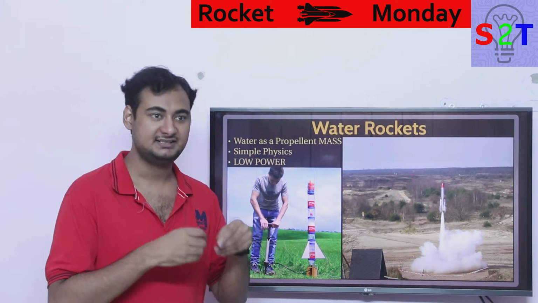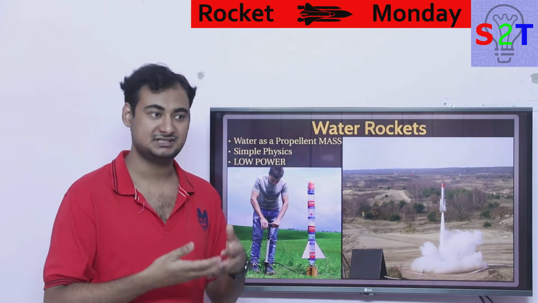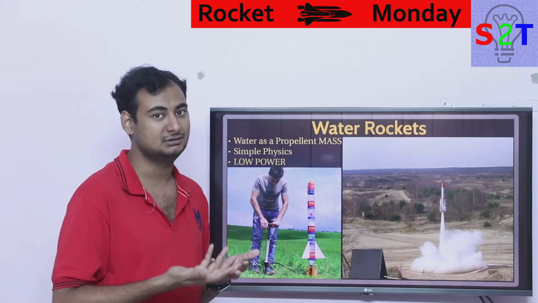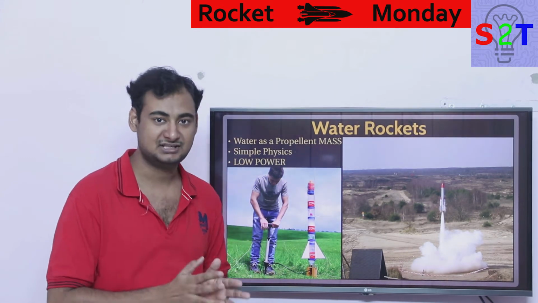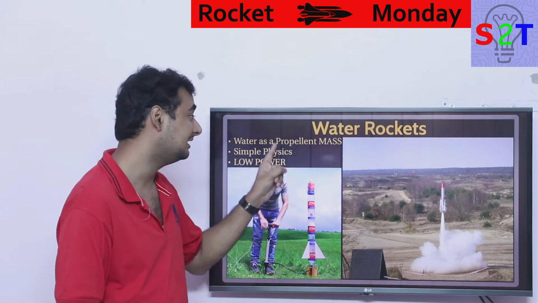Water is inert. Basically, it's an exhaust byproduct. It's burnt. Basically, same way you can't burn carbon dioxide, you can't burn water. So you're not getting chemical energy out of it. What you are getting is a propellant mass.